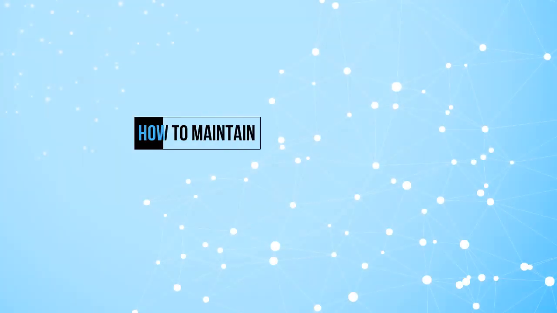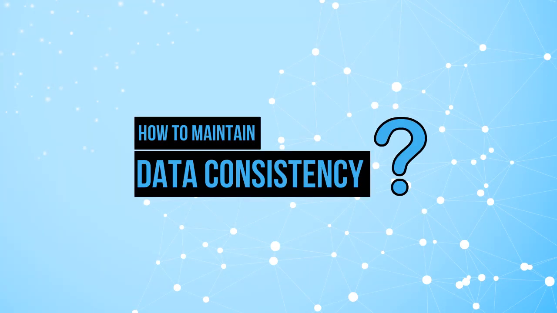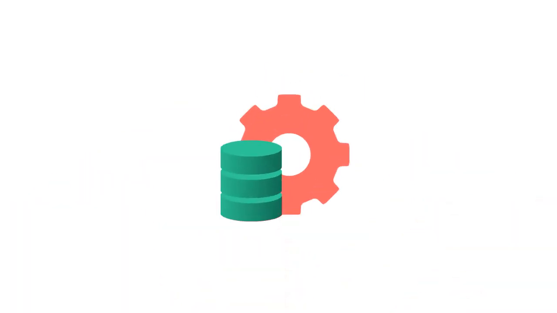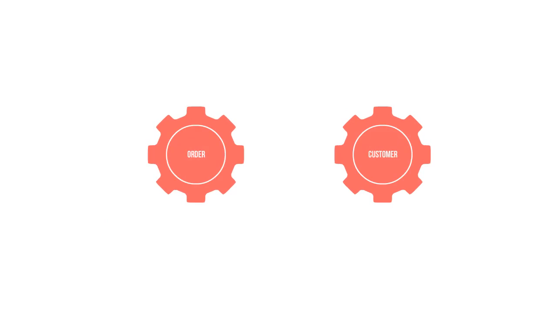How to maintain data consistency. In order to ensure loose coupling, each service has its own database. Maintaining data consistency between services is a challenge, because two-phase commit or distributed transactions is not an option for many applications.